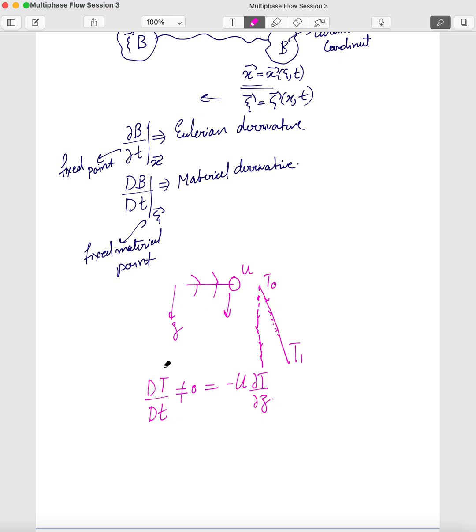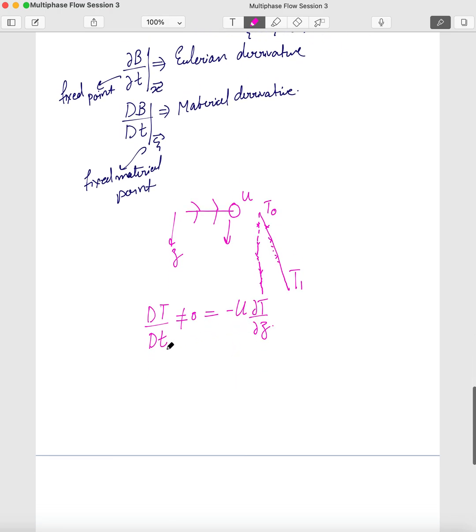Okay, so to derive the correct relation between these two: for now there is no change in temperature with time. Now, if there is a change in temperature with time, or any property with time, let's see. So basically we understand that if we take the first case, we have to relate this one.